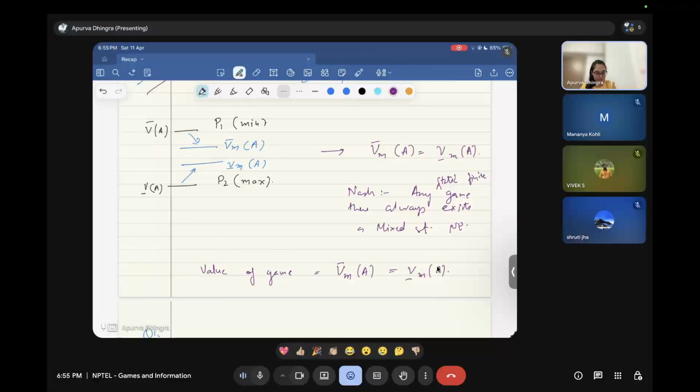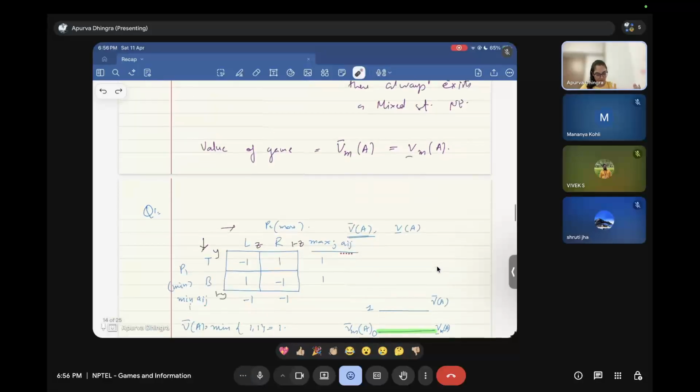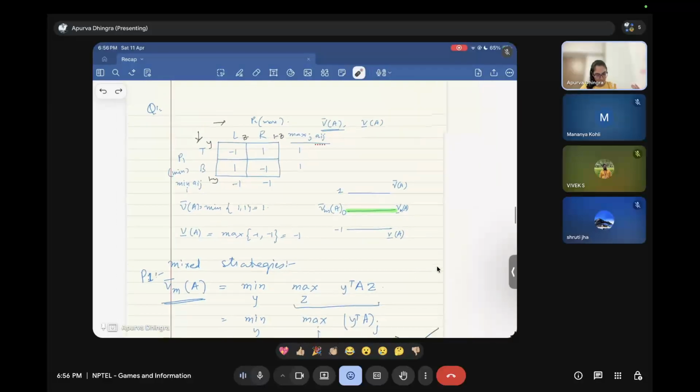So you may have seen the word value of the game used without saying whether it's pure strategy or mixed strategy. That's because for pure strategies, you just will see that these two become equal and that becomes the value of the game. In mixed strategies, you need to find the probability such that these two become equal, and when they become equal, that particular value is called the value of the game. So that should tell you that you first should look at pure strategies and then look at mixed strategies.